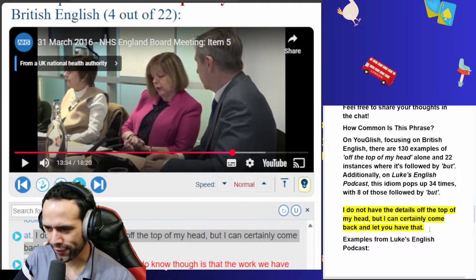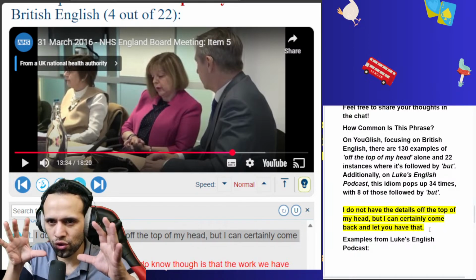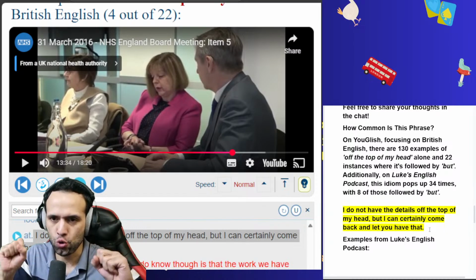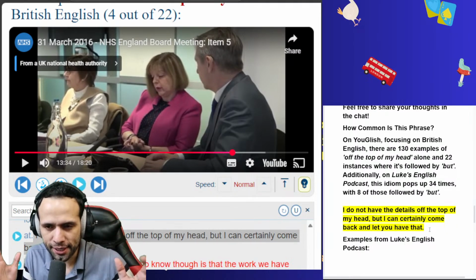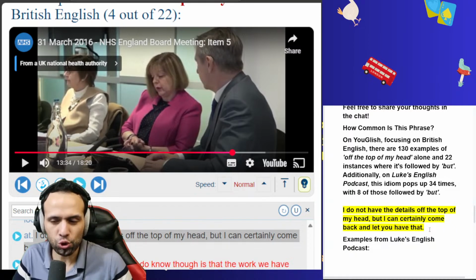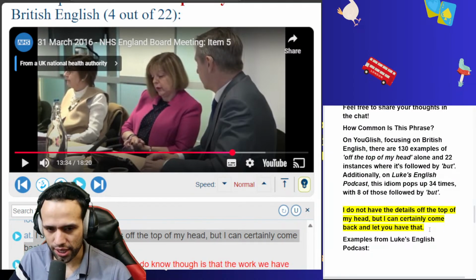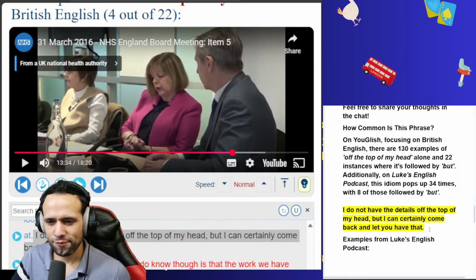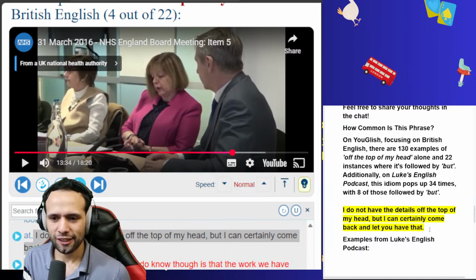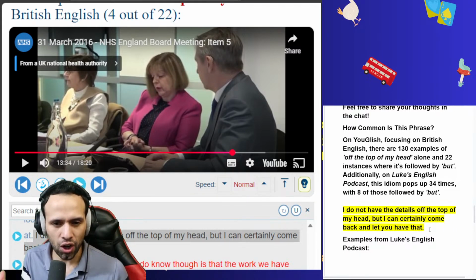I usually see this expression, off the top of my head or off the top of someone's head, being taught as just something used to say something unplanned, or to answer a question without checking facts, without checking the information. But actually, it's used for a great strategy. You're actually trying to say, without checking the information, I can't give you an exact answer.